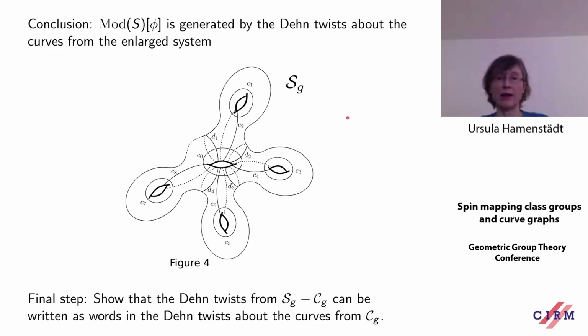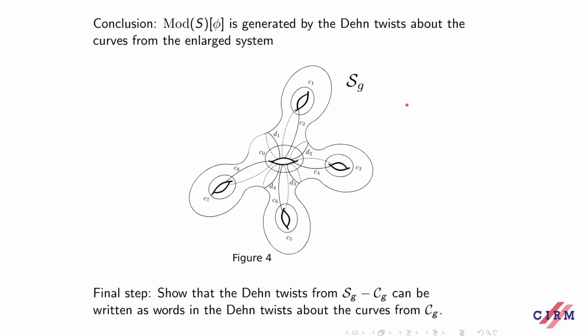So what we then get at the end, in an inductive procedure, is that the spin mapping class group is generated by the Dehn twists about the curves from some enlarged system. Here I only look at the case of odd spin structure. Even spin structure is done in the same way. This enlarged system has additional curves.